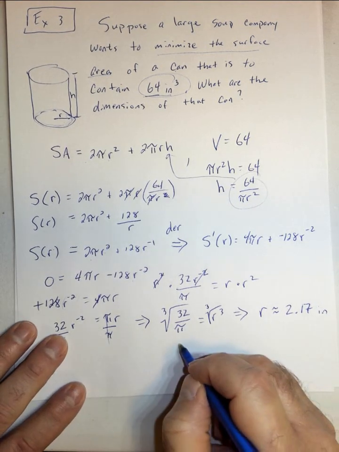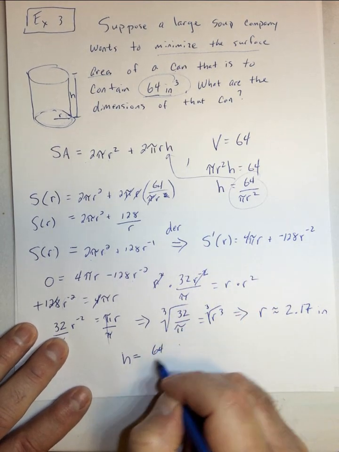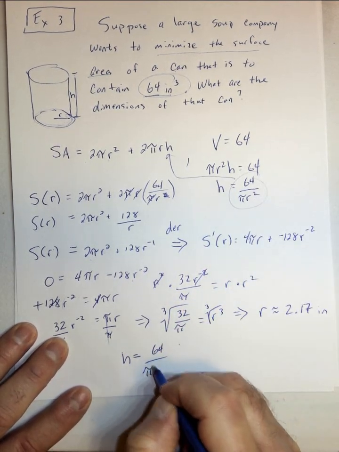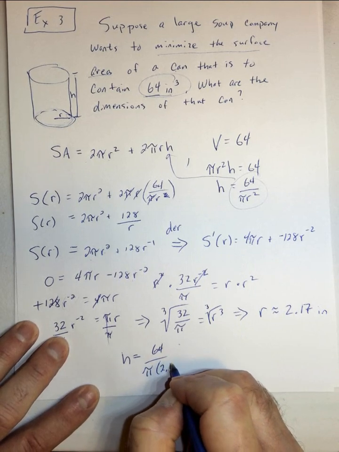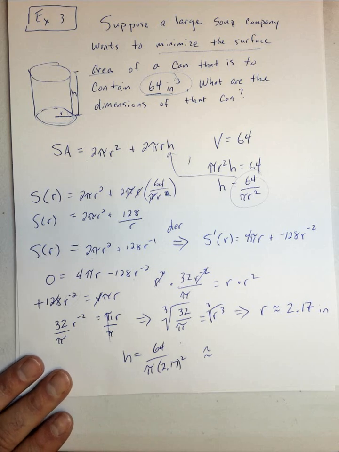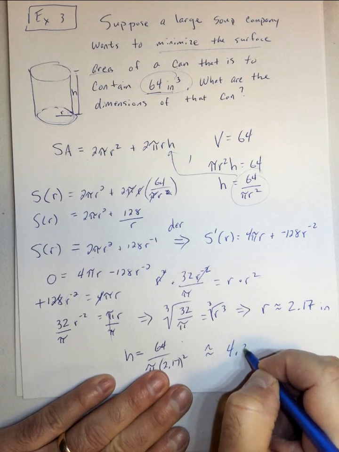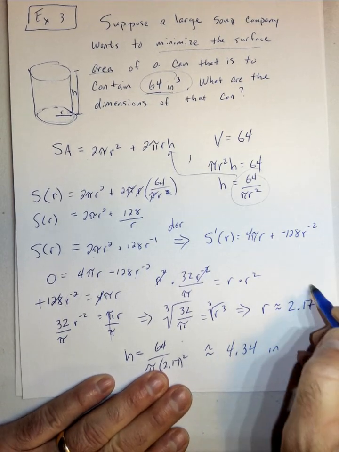And then we just got to go back and find h. And remember, h was 64 over pi times r squared. So my height becomes 64 over pi times my answer squared. So h is about 4.34 inches.